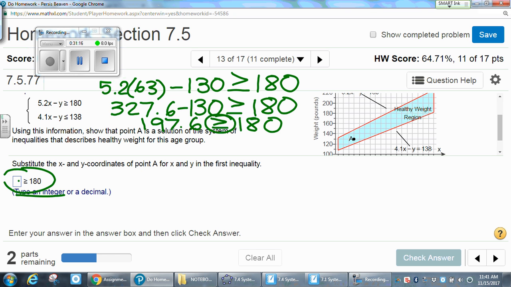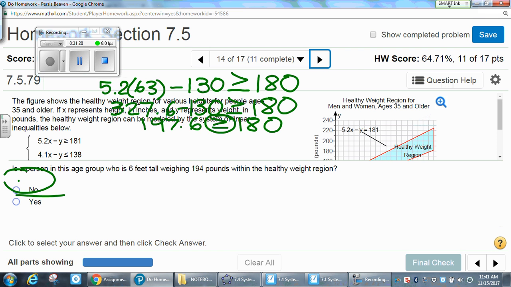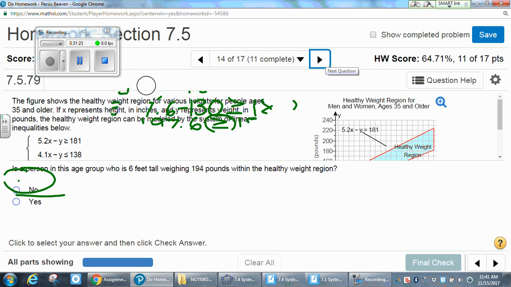Oh, so 14 is very similar. I'll give you guys time to answer that.